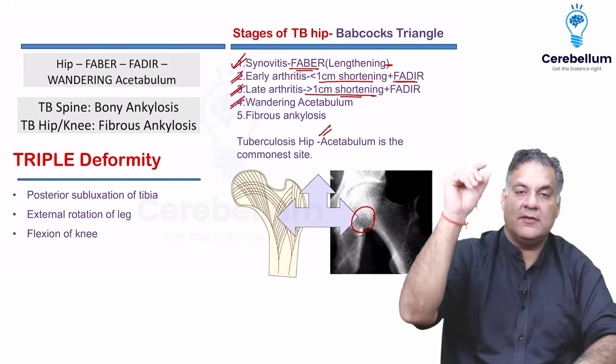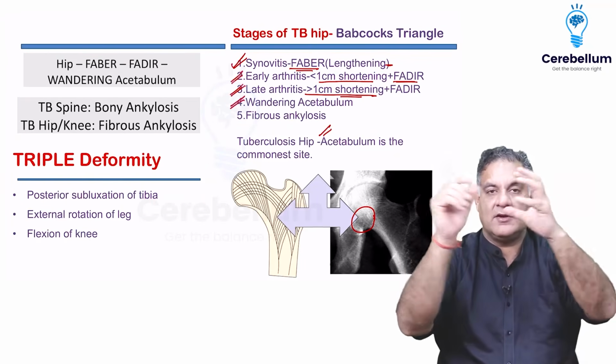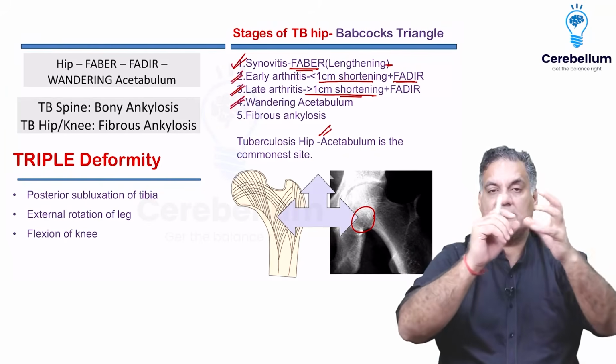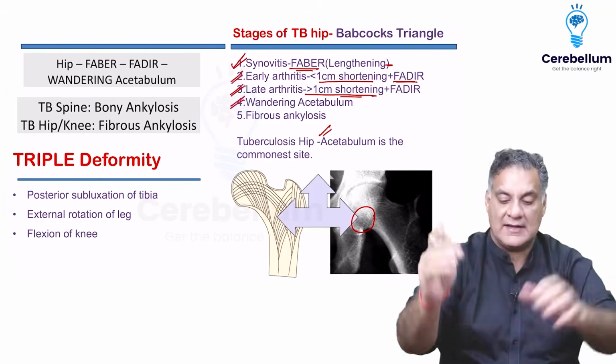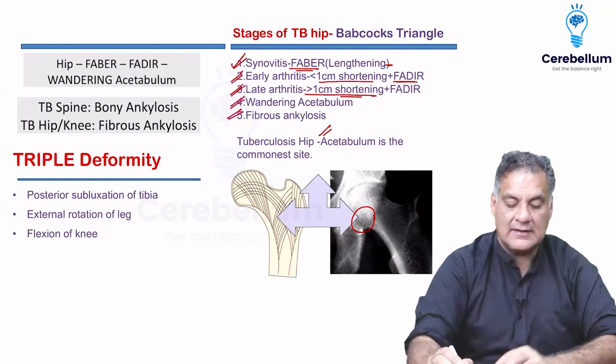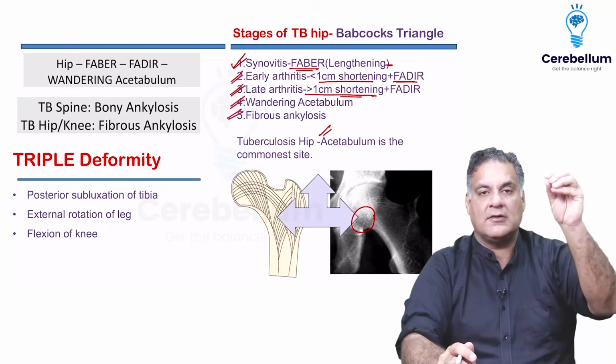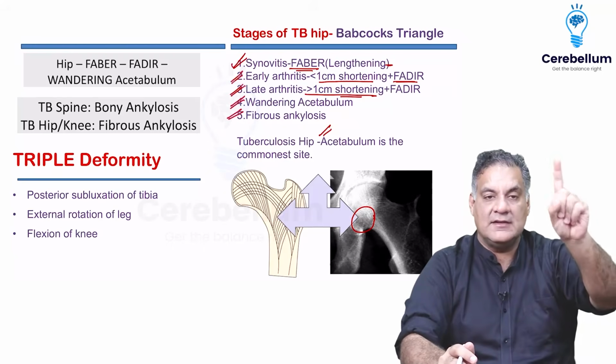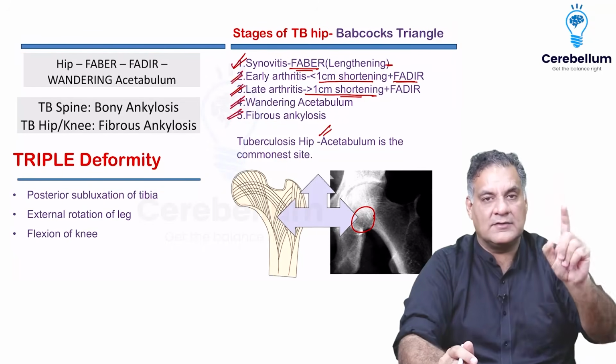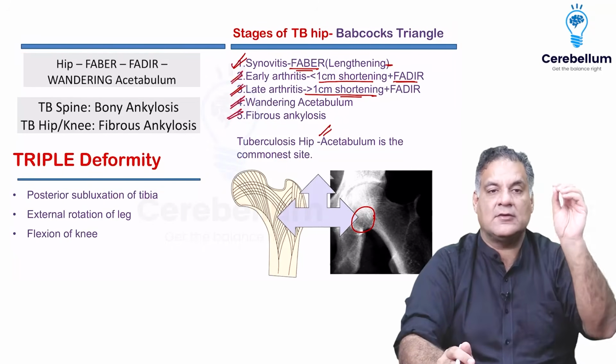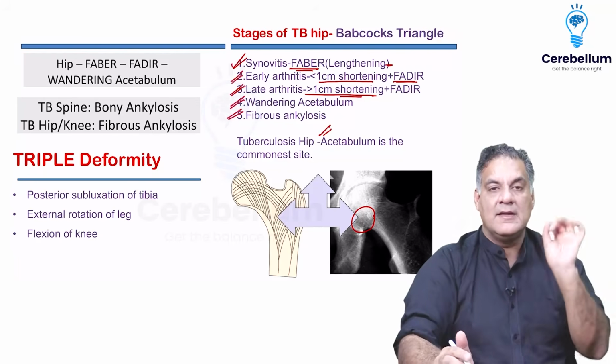Stage 4, the femoral head gets destroyed, the acetabulum gets destroyed, and the destroyed femoral head migrates from one part of the acetabulum to another, called a wandering acetabulum. And finally, there is a fusion of the joint, called fibrous ankylosis. When the disease fuses the joint, it's called ankylosis. When the surgeon does that, that's called arthrodesis. We'll come back to it.